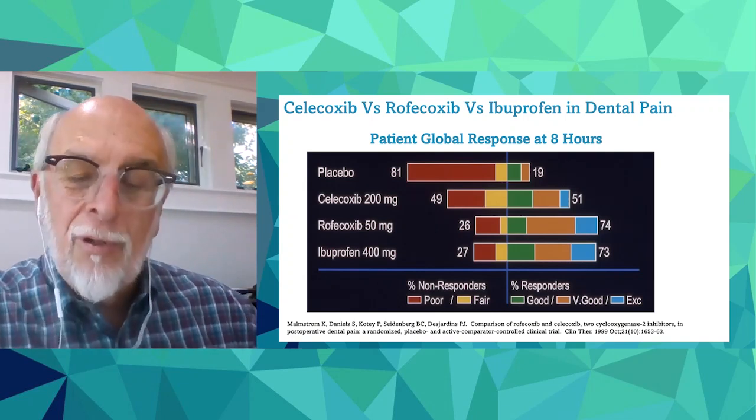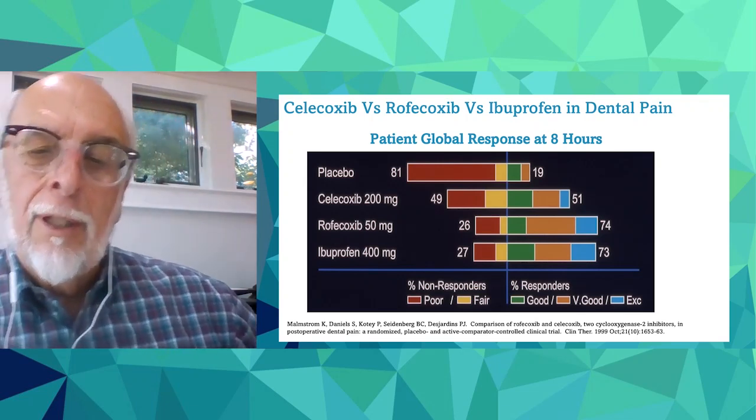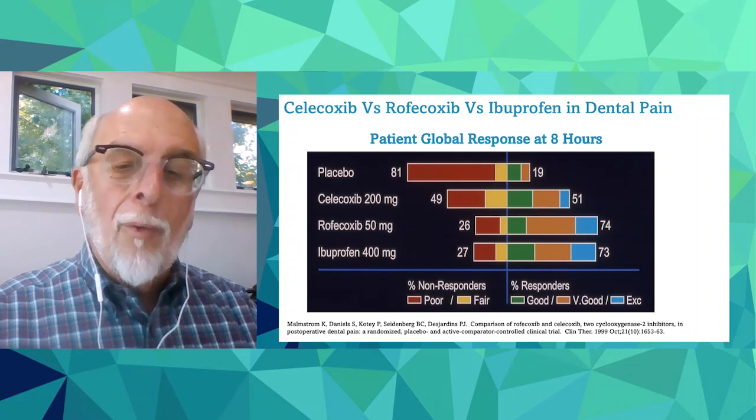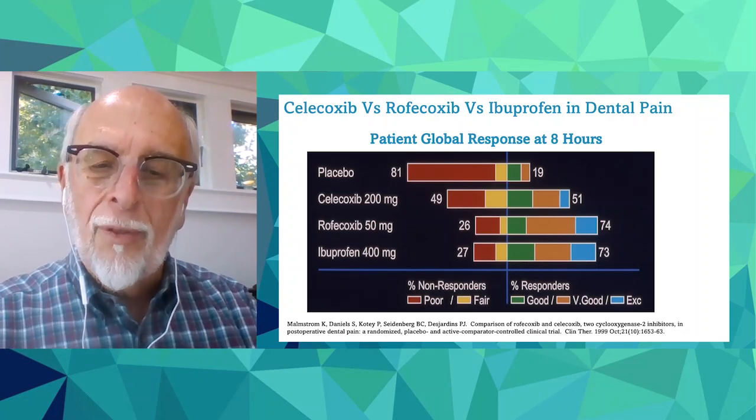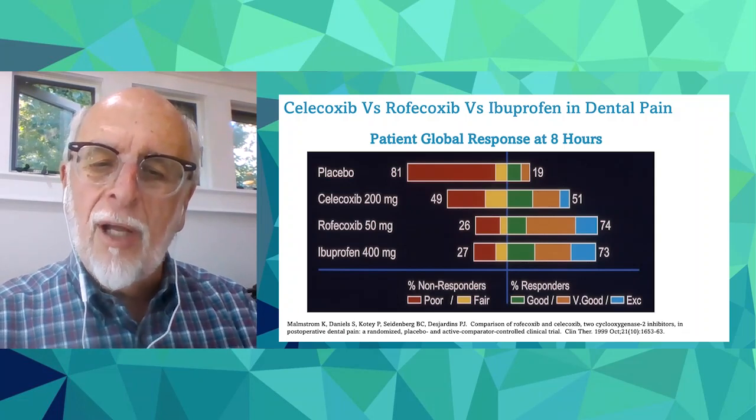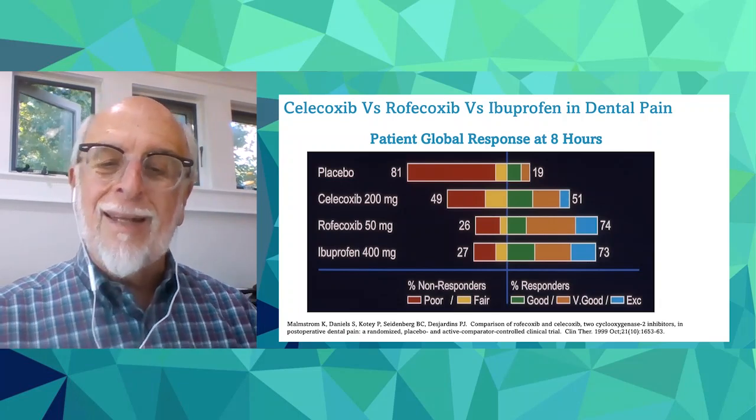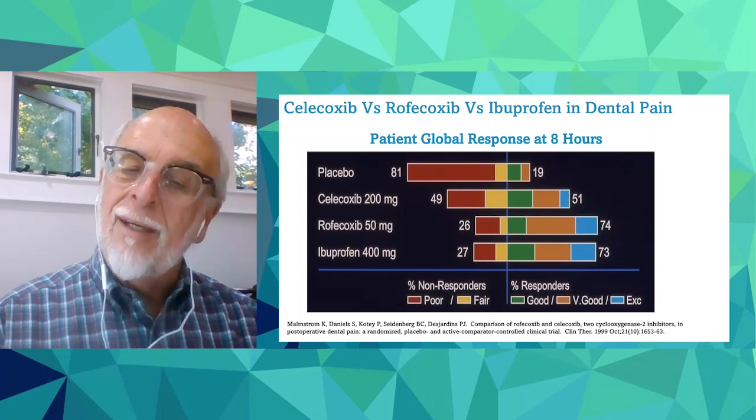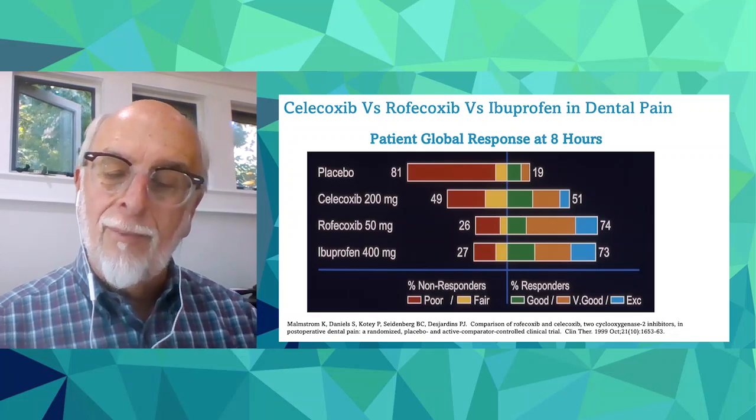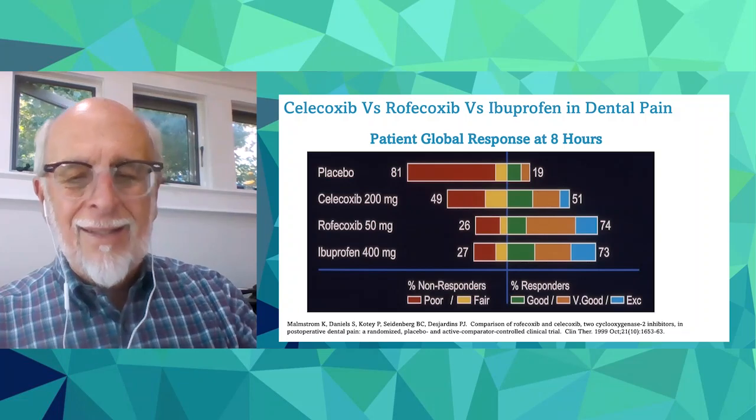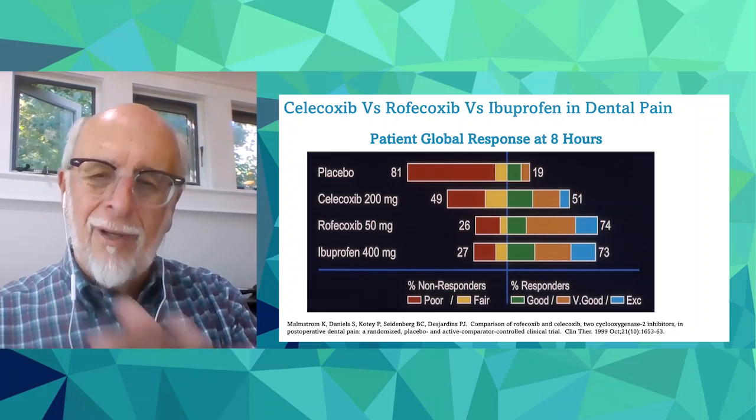There were only about 19% that rated the drug good or very good, and there were none that rated it excellent. When we looked at Celebrex, you could see about 50% of patients were non-responders with this type of pain. The other 51% were a little bit better. And again, rofecoxib and ibuprofen pretty much looked identical, with about 75% in each group, 74 and 73% rated the drug as good, very good, or excellent. Now those numbers are pretty characteristic across most dental impaction studies looking at non-steroidal drugs.